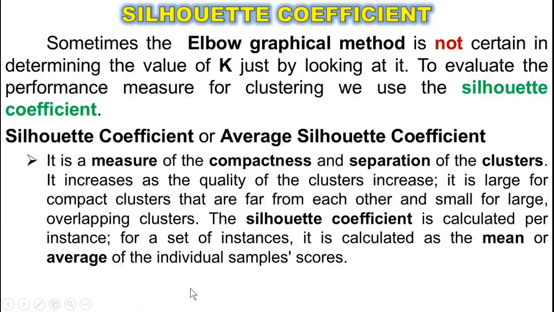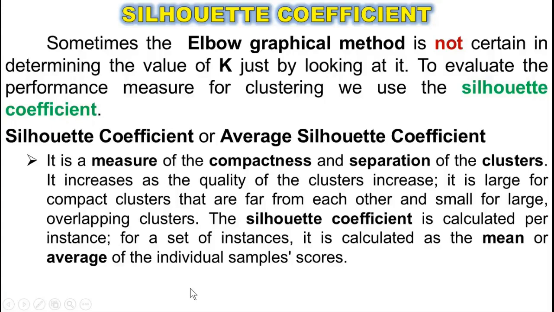Silhouette coefficient. Sometimes the elbow graphical method is not certain in determining the value of k just by looking at it. To evaluate the performance measure for clustering, we use the silhouette coefficient. The silhouette coefficient, or average silhouette coefficient, is a measure of the compactness and separation of the clusters. It increases as the quality of the clusters increases. It is large for compact clusters that are far from each other and small for large overlapping clusters.